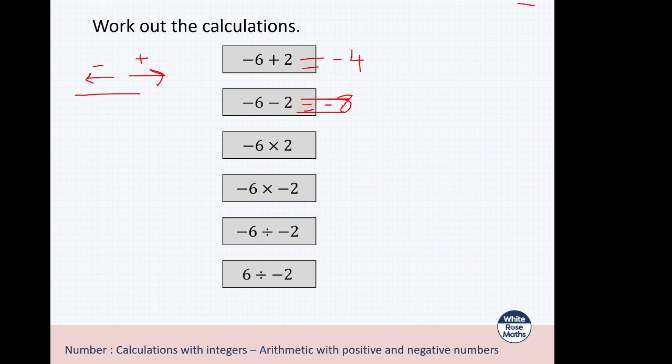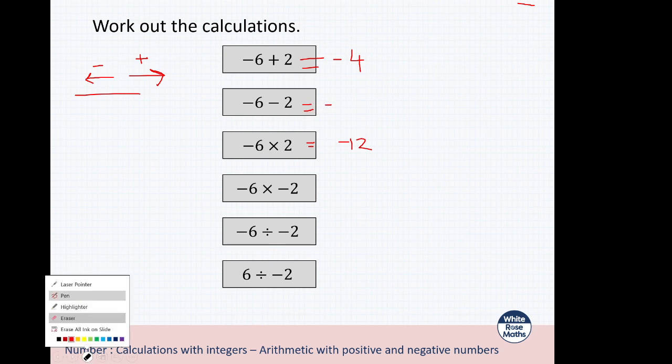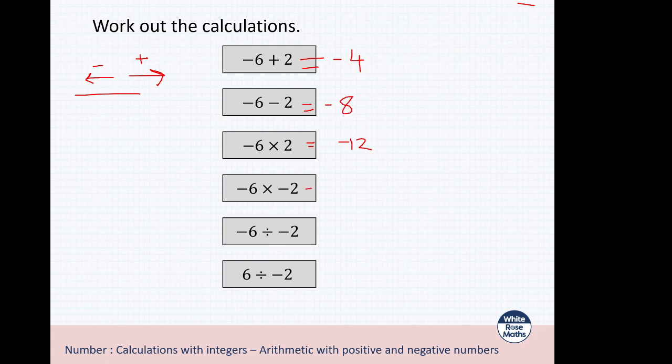For this next one, minus 6 times 2. Again, this trips up students quite a lot. Spot on, S, you are correct. So minus 12. When the signs are different and you multiply or divide, it becomes a minus. This next one, what is minus 6 times minus 2?